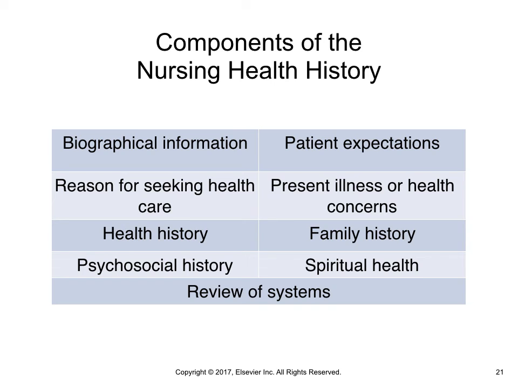Review of systems is a systematic approach for collecting subjective information from patients about the presence or absence of health-related issues in each body system. During the review of systems, ask the patient about the normal functioning of each body system and any noted changes.